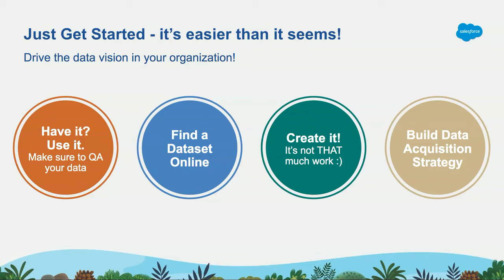I'll tell you, for Einstein Voice Assistant, the initial models that we used were ones that we just generated ourselves. We just sat in a room and wrote the examples. Oftentimes the amount of data that you need to get started is not that much. So just get started with it is something I keep saying. It's easier than it seems. And then also think about how you can build your data acquisition strategy. How can you, in your workflows, make sure that you're gathering clean data so that you can use it in the future to train additional models? That's also a very important piece of the puzzle here.